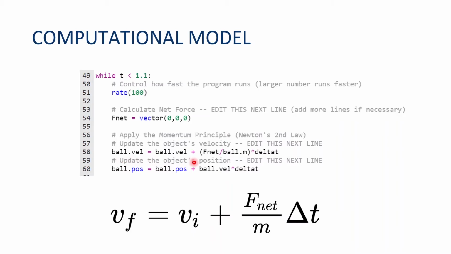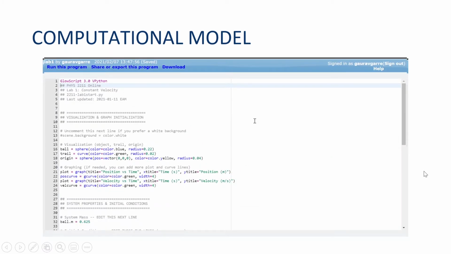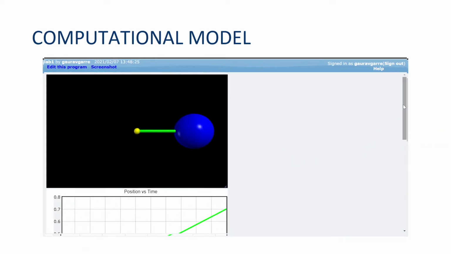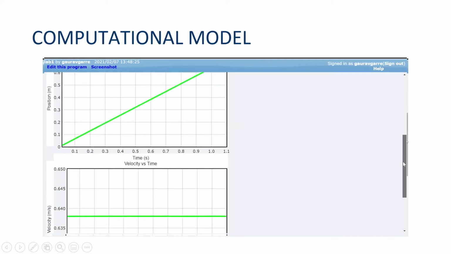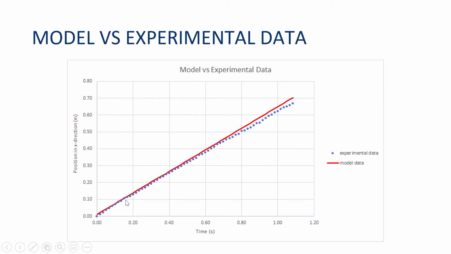And here we have the momentum principle where the velocity should update, similar to this velocity update formula, but since the net force is 0, the velocity will remain the same. The position is updated using the ball's velocity times the change in time. Now we have our computational model, and as you can see, it very closely matches the observed model. Then we take this data from our computational model and create a graph.